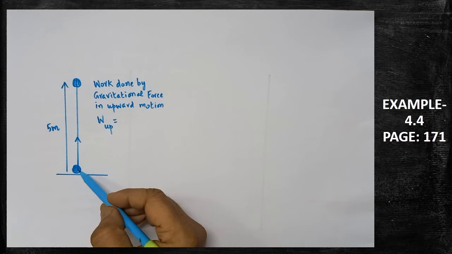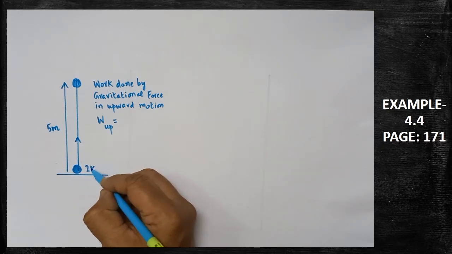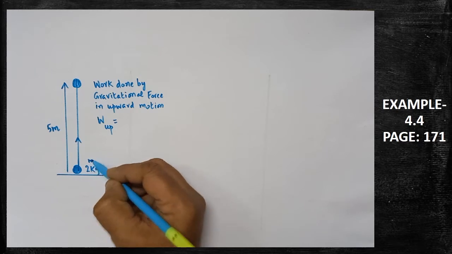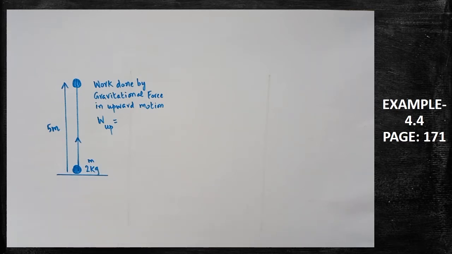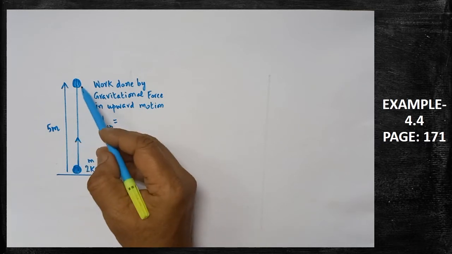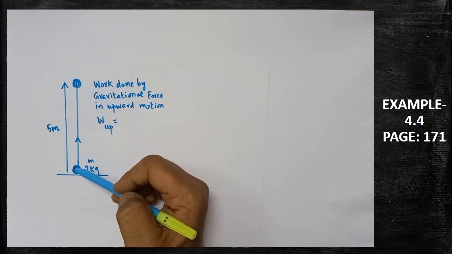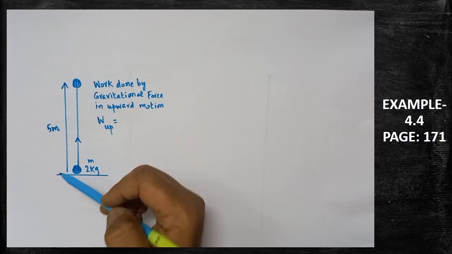An object of mass 2 kg is thrown up from the ground level and reaches a height of 5 meters. After reaching that point, it falls back to the earth. Air resistance is to be neglected.